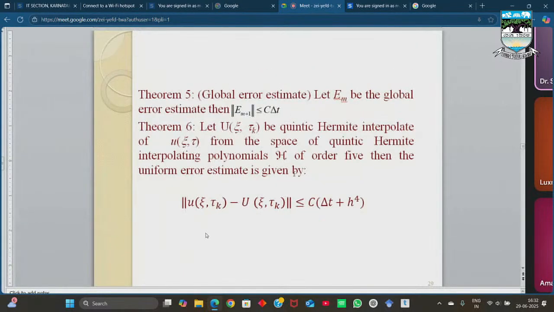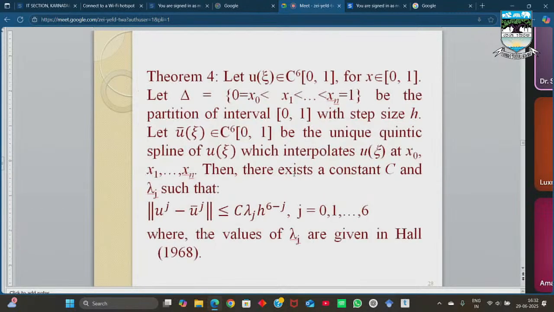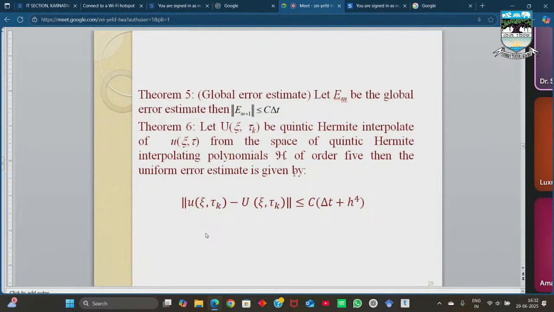Then we have the application, and if we combine the global error estimate for the time direction and for this Hermite spline or spatial direction, we find that, sorry, this is not delta t, this is delta t square. The global error estimate for the quintic Hermite splines for the function u in temporal and spatial direction is of order delta t square plus h raised to power 4.